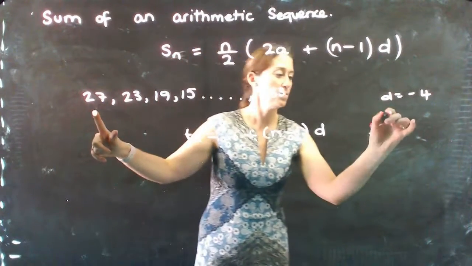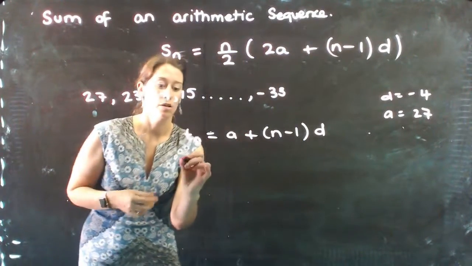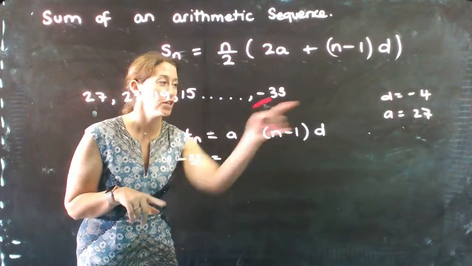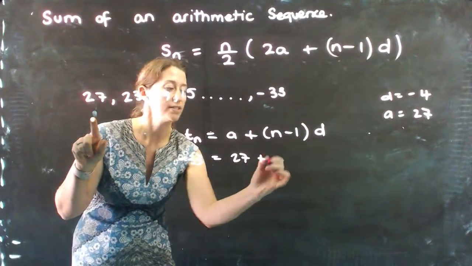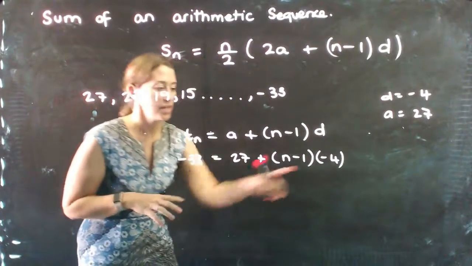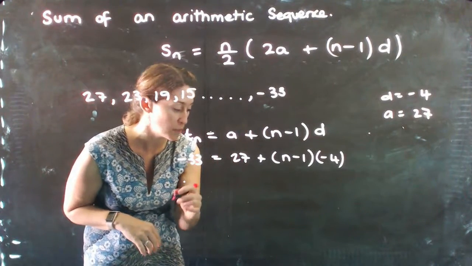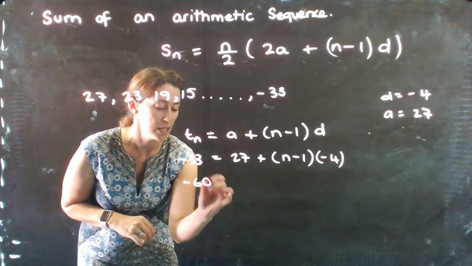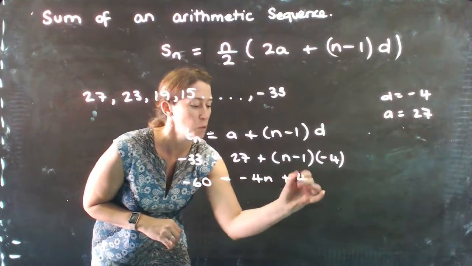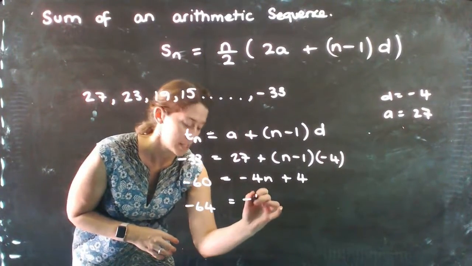The first term is 27, and we have the last term, and what number n is, I don't know. So let's sub that in. We've got negative 33 equals the first term, 27, plus n minus 1, where n is what we're trying to solve for, times the common difference, negative 4. So I'm going to expand this bracket here. I could subtract the 27 first. If I subtract the 27, I get negative 60. So negative 60 equals, and at the same time I'm going to expand this bracket, minus 4n plus 4. Subtract 4 further gives me negative 64 equals negative 4n.